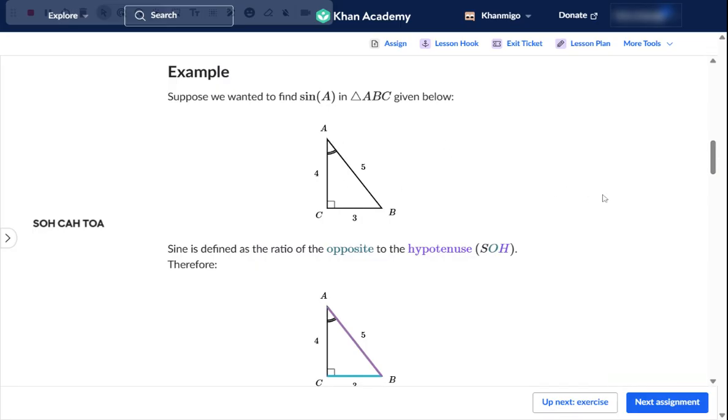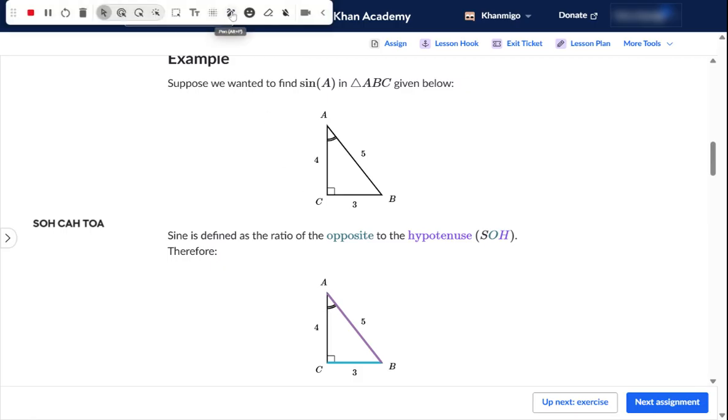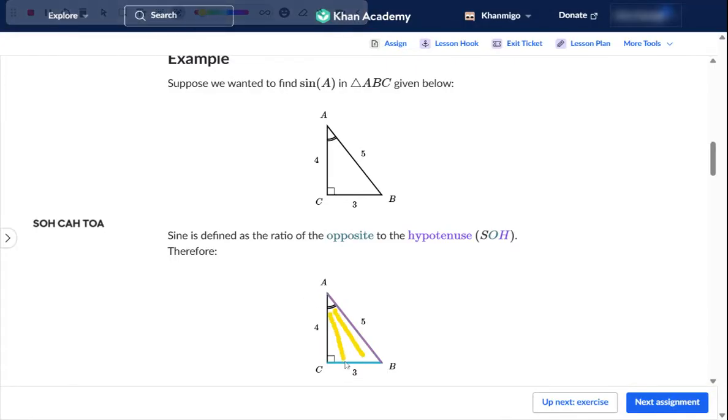If they were asking us to find the sine of angle A in this triangle, we would want to start by labeling the triangle. So how do we label the triangle? We're going to take our yellow draw tool and draw the flashlight on that angle. This is the opposite side where the light is hitting. The side length across from 90 degrees is always the hypotenuse. And that leaves us with adjacent over here.